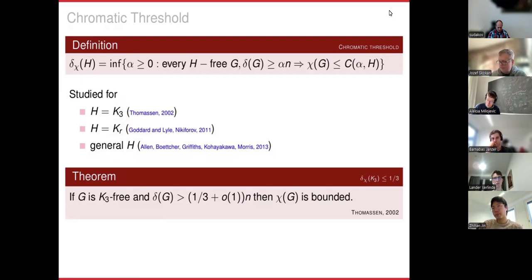There is much more, but I really don't want to make this talk a survey talk. I would like to go to somewhere else. So I will again just look at the triangle-free graphs, and I will go straight to work of Thomassen in 2002. So Thomassen proved that if the min degree is bigger than 1/3 n, then the chromatic number is bounded, 1/3 plus something. And this immediately shows that the chromatic threshold of K3 is bounded by 1/3.